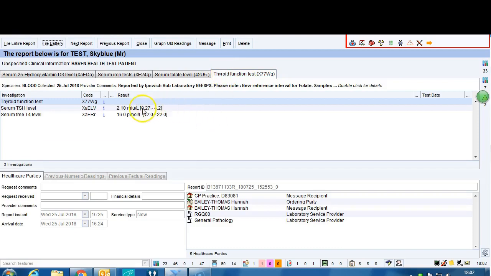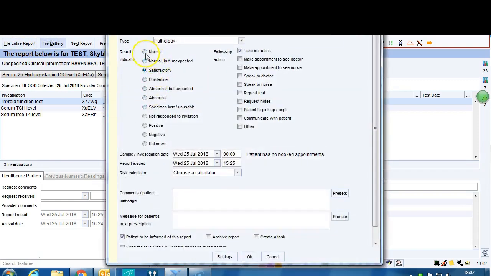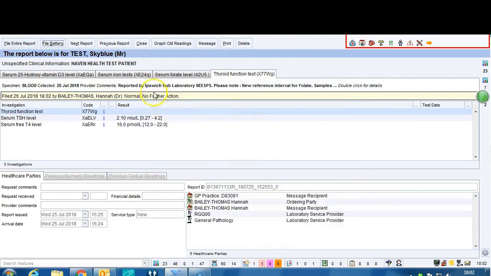Thyroid function tests. So again, they have normal ranges. Page 6 at the bottom. TSH and T4 in the normal range. So they are here. It's normal, take no action. So we can file that one. So we've just left this.